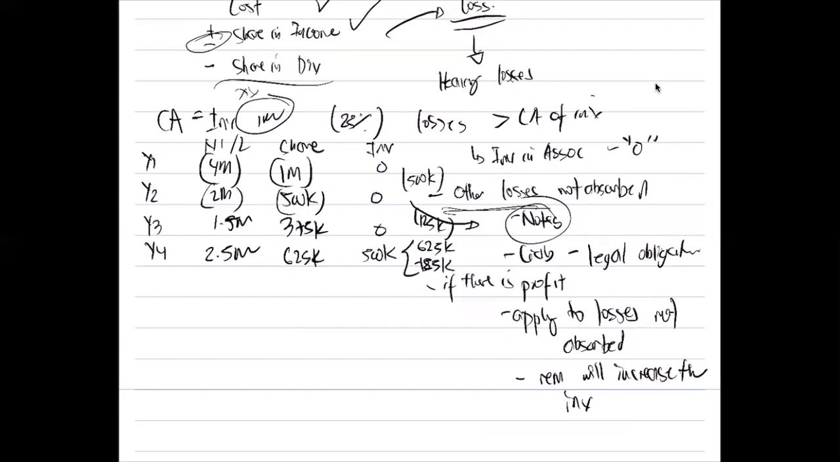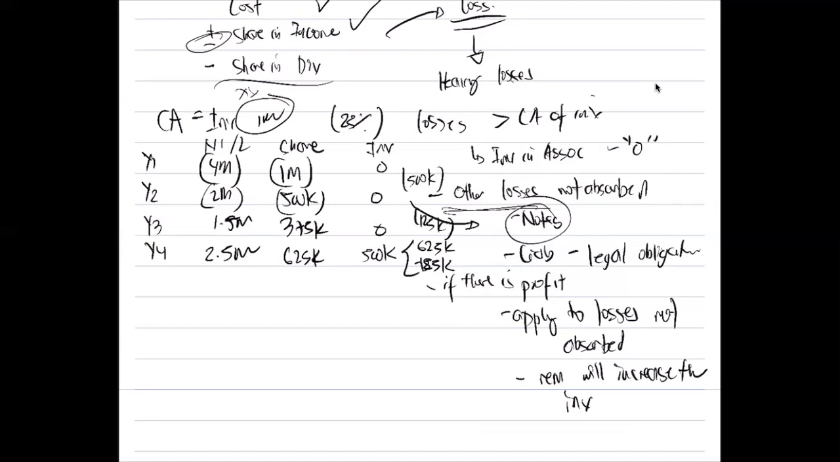Okay. So if there is a heavy loss, your losses are greater than the carrying amount of investment, your investment in associate can only be reduced to zero. If there are other losses not absorbed, you place them in your notes. But if you have a legal obligation, you place it in your liability. But if there is a profit, you apply first to losses not absorbed. So in this case, we have a loss not absorbed of 500,000. We apply it first when we had an income in year 3. And then if there is still a remainder, let's say for year 4, we have a loss not absorbed of 125.